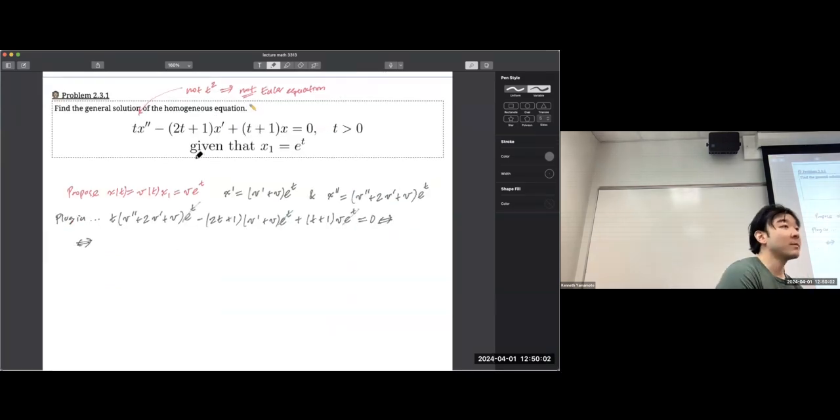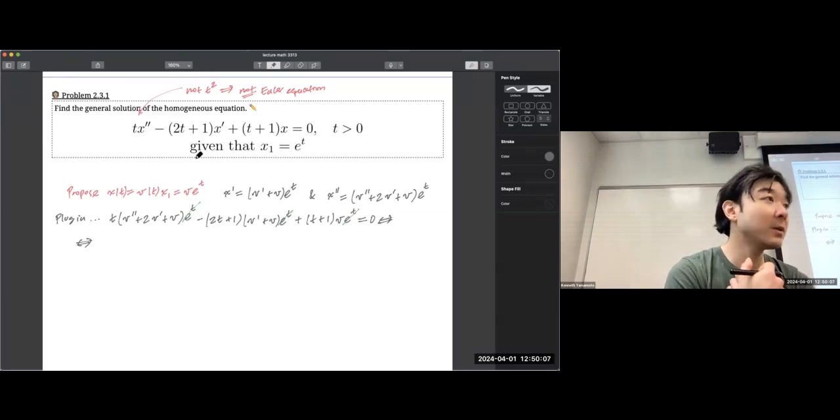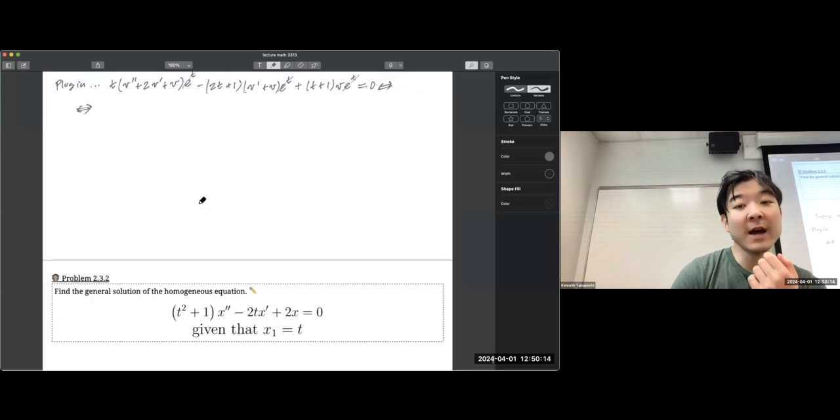And then we're going to solve for that. We're going to reduce the order by setting w equal to v prime, solve a first order equation in w, integrate that to get your v. And then your solution form will be your v times e to the t. And so we'll do that next time.